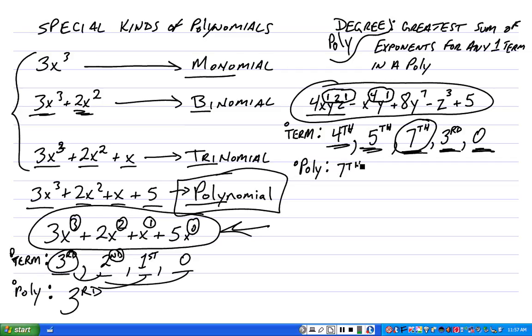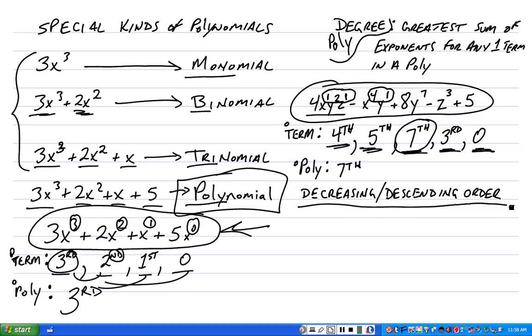Alright, so that's degree. Now, we use degree to help us write polynomials in what we call decreasing or descending order. Alright, decreasing or descending order. Some people call it standard form, but we use degree to write a polynomial in decreasing or descending order. Okay, so what we do is we take the polynomial. So let's say this polynomial we were given here, alright, and we listed the degree of each term.